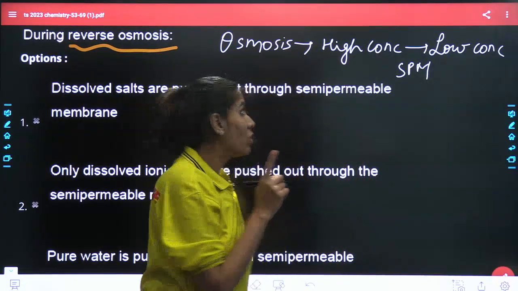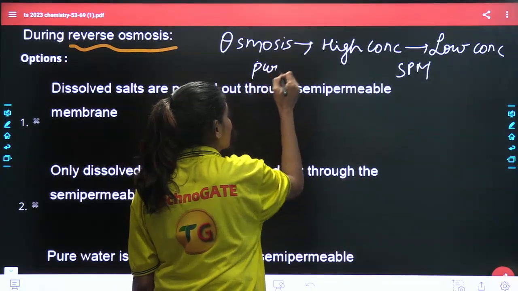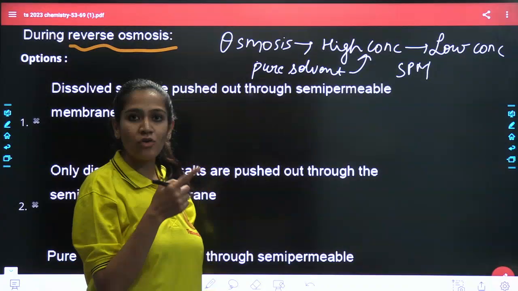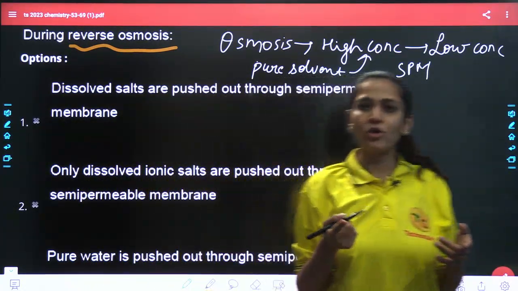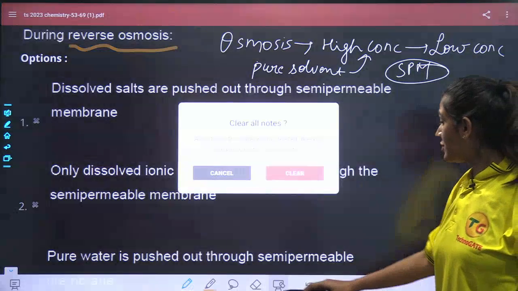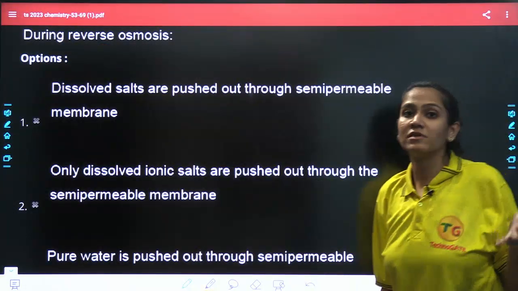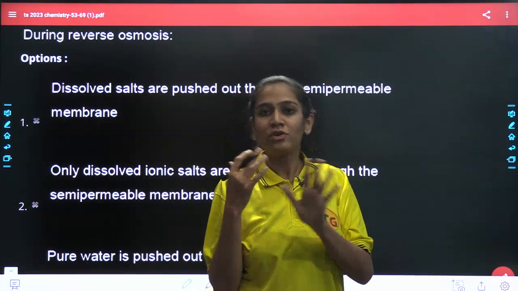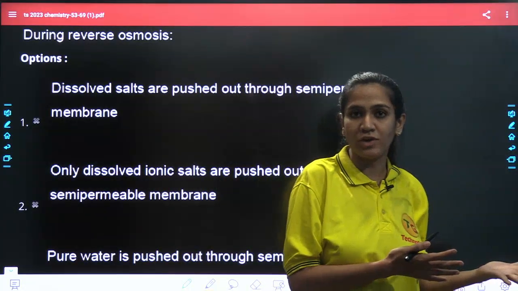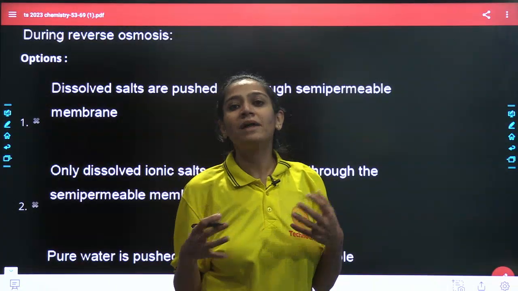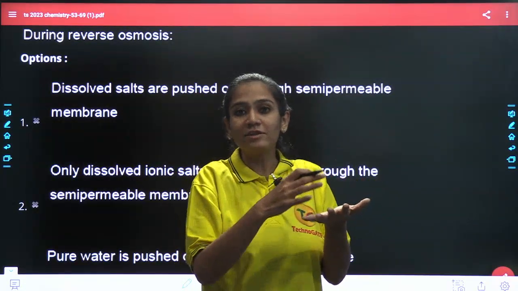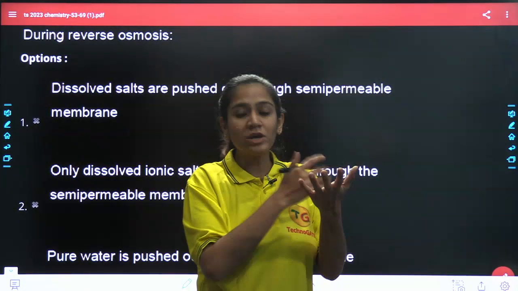That is osmosis. When pure solvent moves from a region of higher concentration of solvent to a region of lower concentration of solvent through a semi-permeable membrane, that is simple osmosis. Now reverse osmosis, as the name suggests, reverse means the movement would again be that of solvent, but it would move from a region of low concentration to a region of high concentration of solvent. Why are we doing reverse osmosis? It is one of the methods for the purification of water. Water has impurities, and we want the pure water to be separated from the impurities.